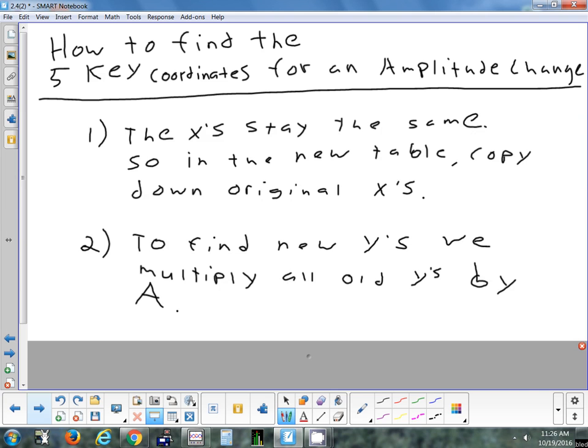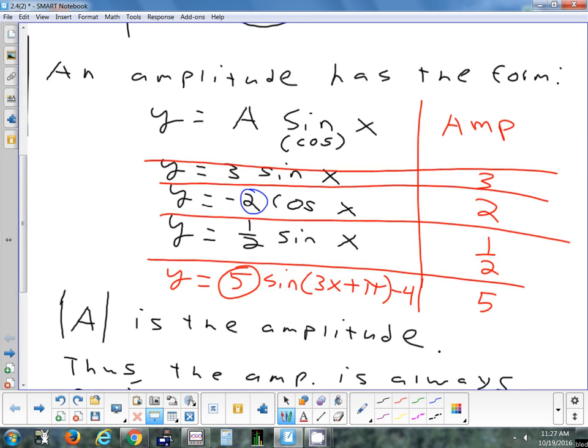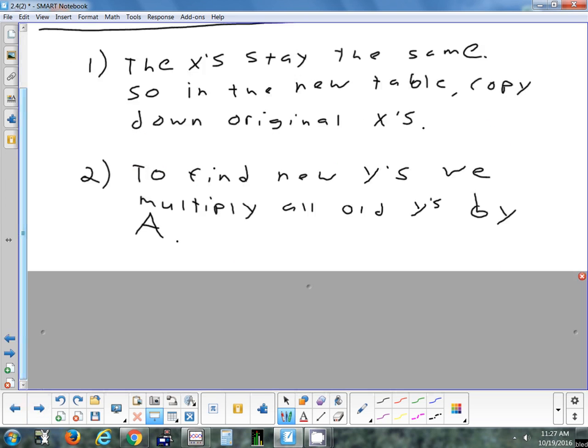Very simple to find the new y values. Just take the old y values and multiply by a. Notice it does not say absolute value of a. Only time you take absolute value is if I ask you the question, what's the amplitude? It's got to be positive. So if there's a negative with the a, you're going to use it. If there's no negative, well, you don't use it. But just take the number exactly the way it is. Whether it's half, -2, 5, doesn't matter. Use it just the way it is and multiply the old y values by it.